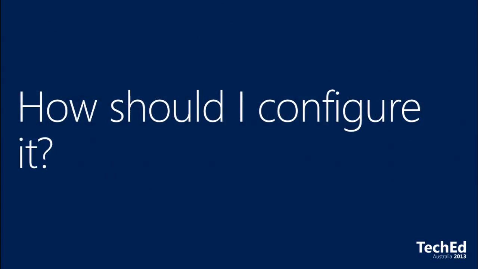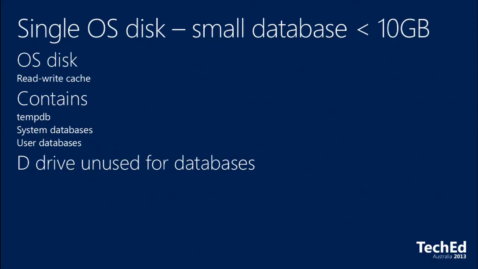All right, so if you think about it, how do I configure this? The recommendation is, if you have a small database that's, let's say, up to about 10 gig in size, then they suggest just drop it on the C drive. It's quite fine. So what you'll have there is read-write cache, and you'll have tempdb, the system databases, the user databases and things, all on that C drive. And the D drive will end up unused in that case, apart from, as we said, paging.